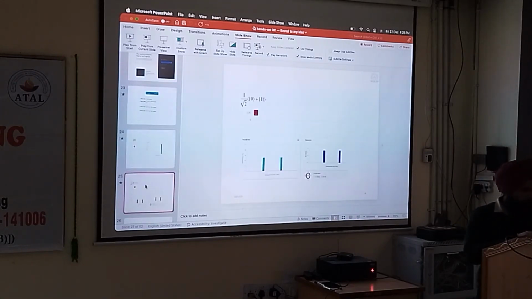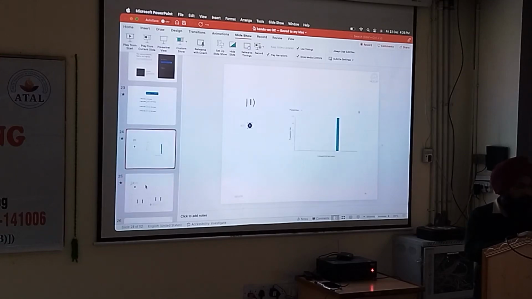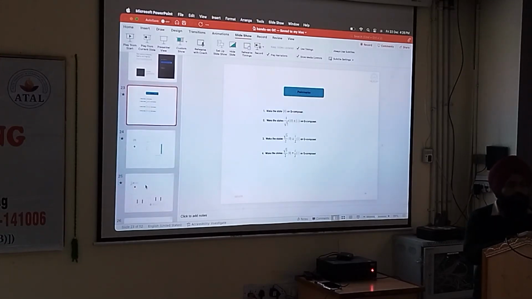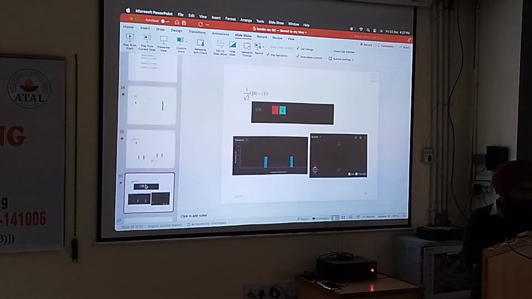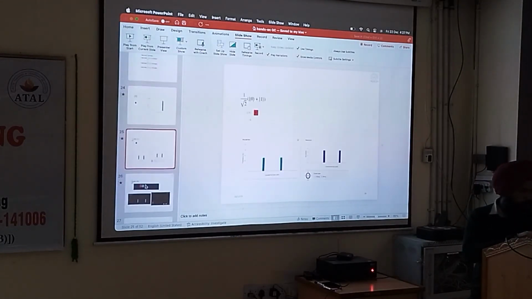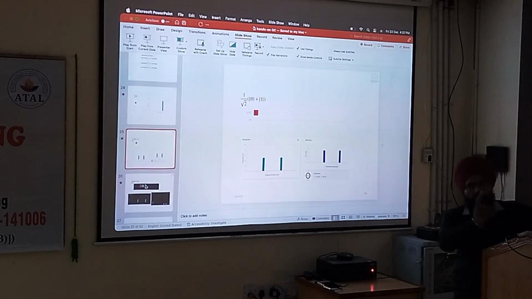This is the next one. The next question is: make state 1 by root 2, 0 plus or minus 1. Both are available, and the output is this. It is for 0 plus 1, 1 by root 2. Actually, there are two things. If we apply the Hadamard on 0, it gives us this. How did you change the state first?